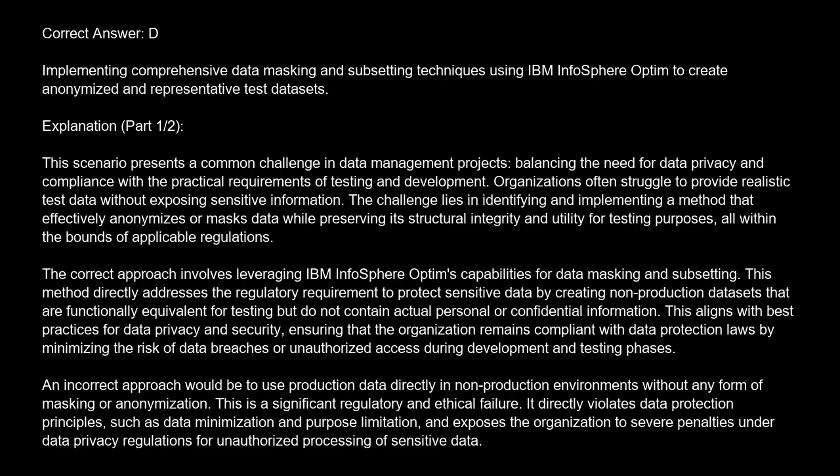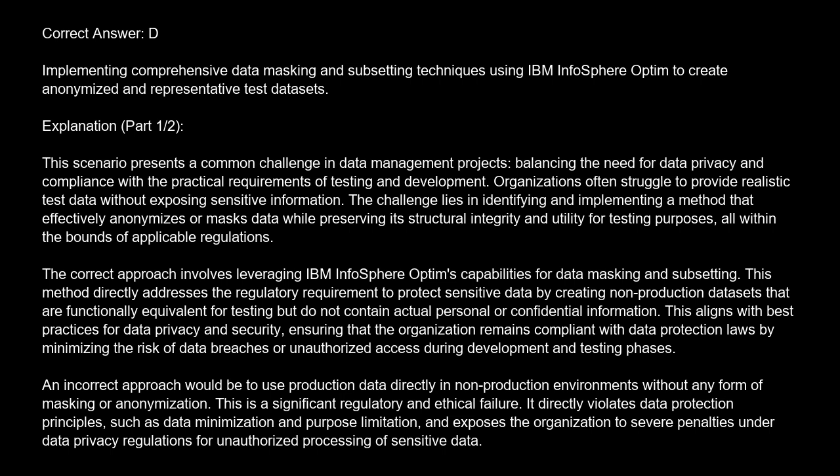The challenge lies in identifying and implementing a method that effectively anonymizes or masks data while preserving its structural integrity and utility for testing purposes, all within the bounds of applicable regulations. The correct approach involves leveraging IBM InfoSphere Optim's capabilities for data masking and subsetting. This method directly addresses the regulatory requirement to protect sensitive data by creating non-production datasets that are functionally equivalent for testing, but do not contain actual personal or confidential information.